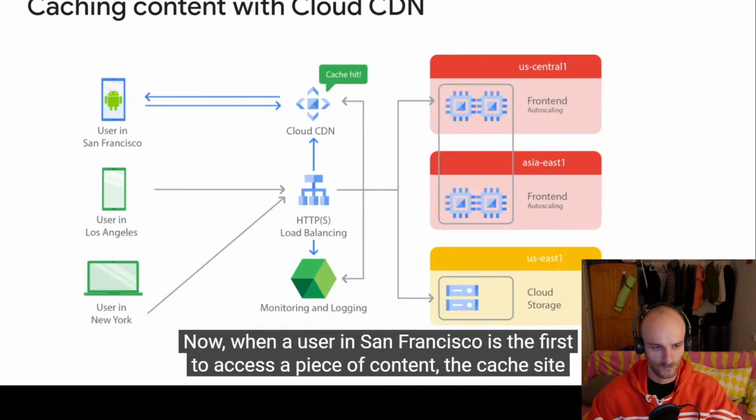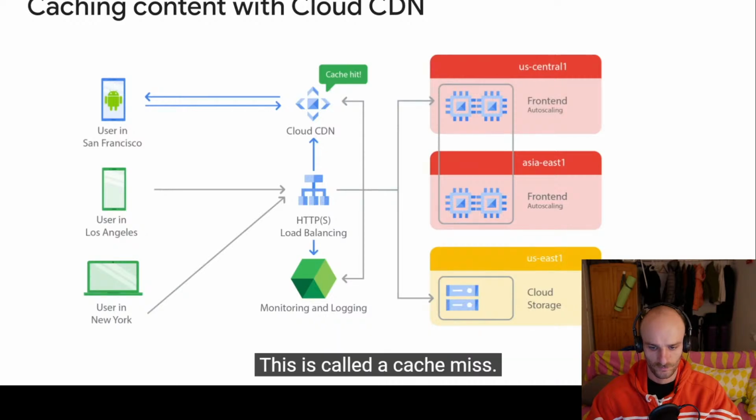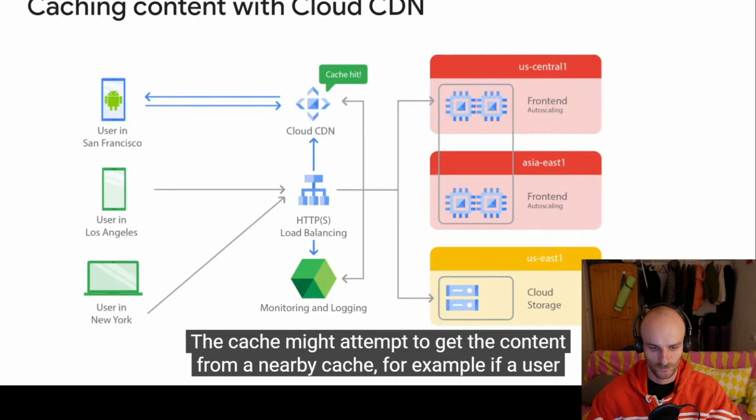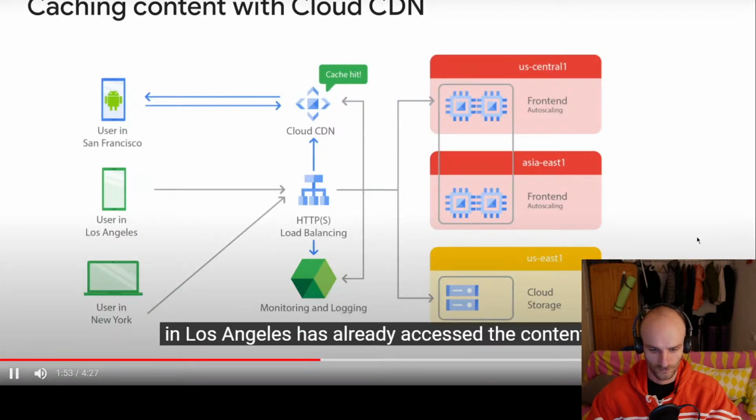Now, when a user in San Francisco is the first to access a piece of content, the cache site in San Francisco sees that it can't fulfill the request. This is called a cache miss. The cache might attempt to get the content from a nearby cache, for example, if a user in Los Angeles has already accessed the content.